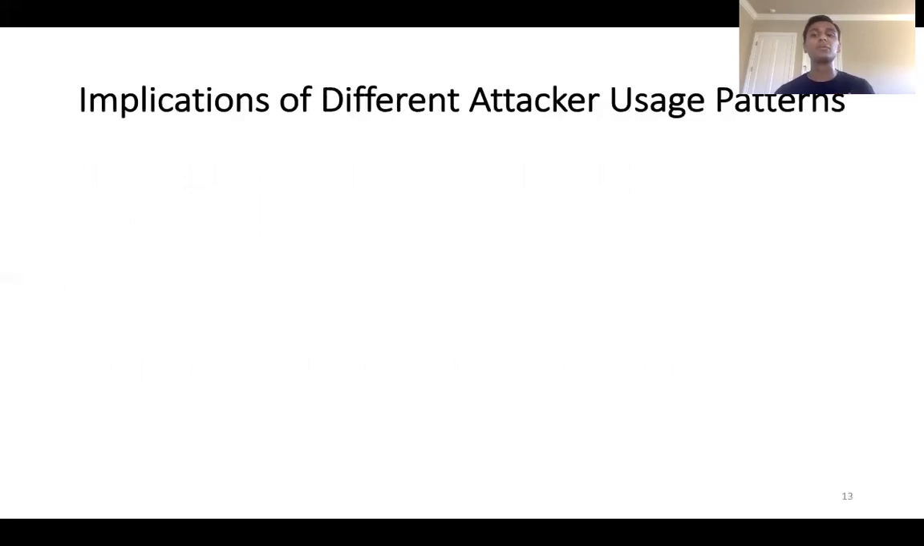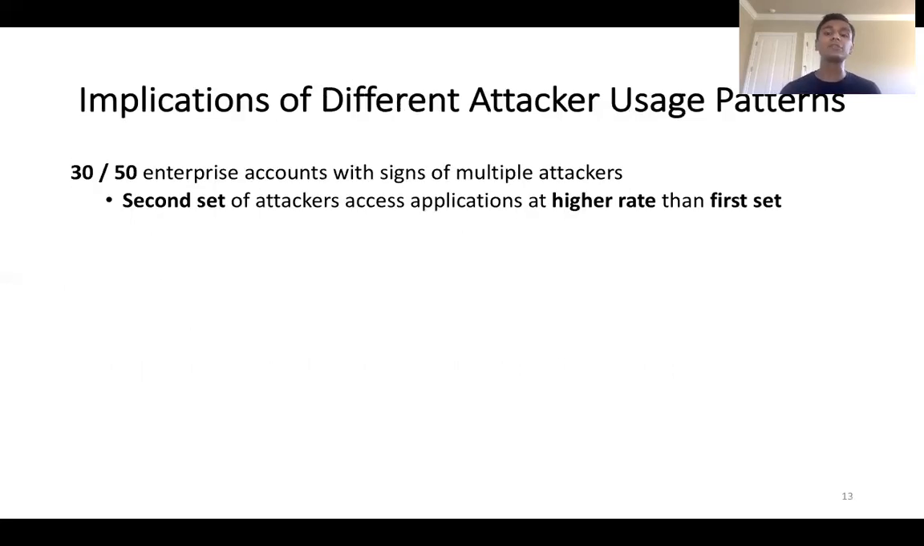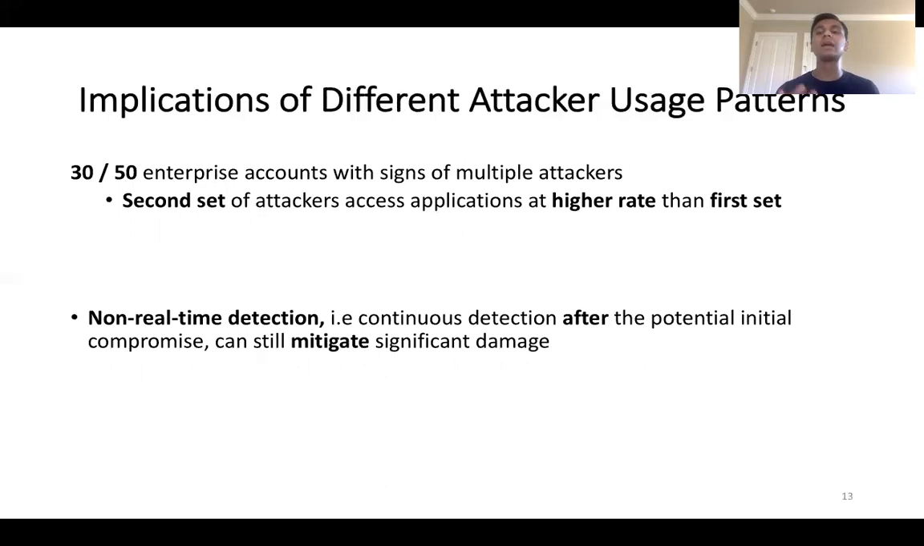Some other implications that we found in relation to these different attacker usage patterns was that in the 50 accounts that showed signs of multiple attackers, in 30 of them, the second set of attackers actually accessed Office 365 applications at a higher rate than the first set. Now, what this suggests, and it goes along with our previous finding, is that non-real-time detection, or a detector that continuously monitors attacker activity after the initial compromise, can still mitigate significant damage. And in this case, it can try to mitigate significant damage before the account changes hands to the second set of attackers.